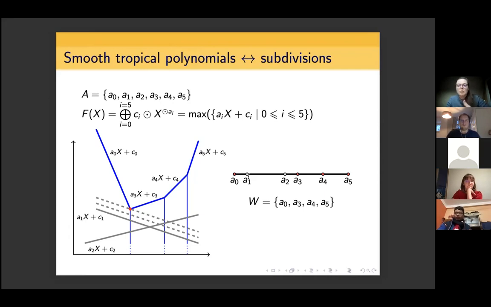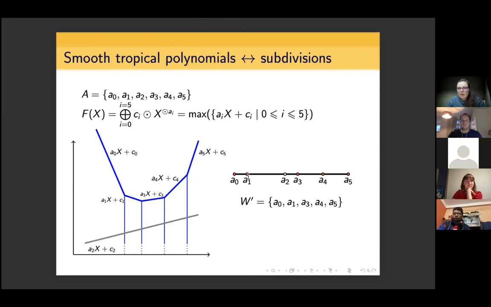But if we cross this wall, then we end up in some new configuration, at some new smooth tropical polynomial of a different shape. Here, there is no doubt that I should just add A1 into my subdivision, because A1 starts to participate in the top part of the tropical curve.